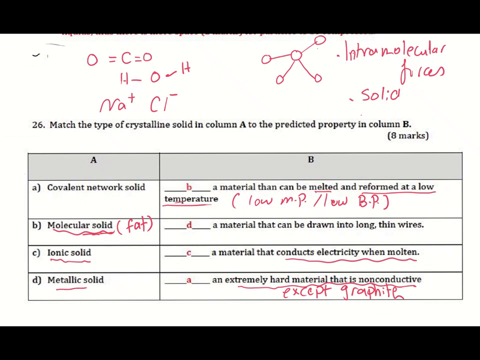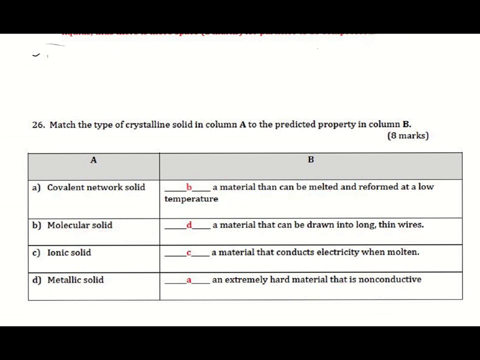Metallic solid, here we are talking about the metals. Metals exhibit very strong electrostatic attraction forces between the positive metal ions and the sea of electrons around them. They are very good conductors of electricity in any state, in solid and liquid, or even in gas form. So what is the best description for the metallic solid here? Also, metals are malleable and ductile, can be drawn into long, thin wires.